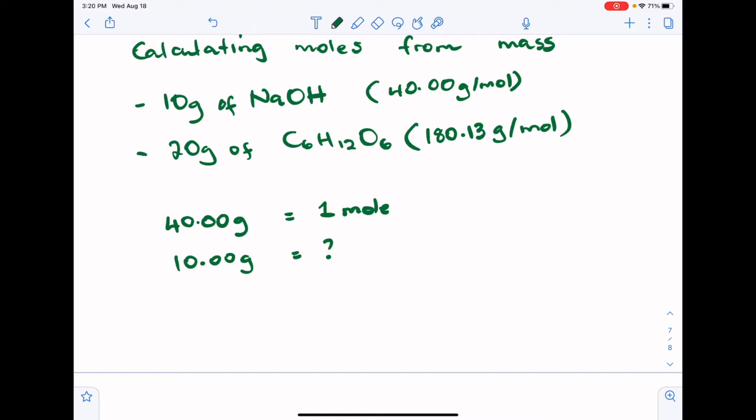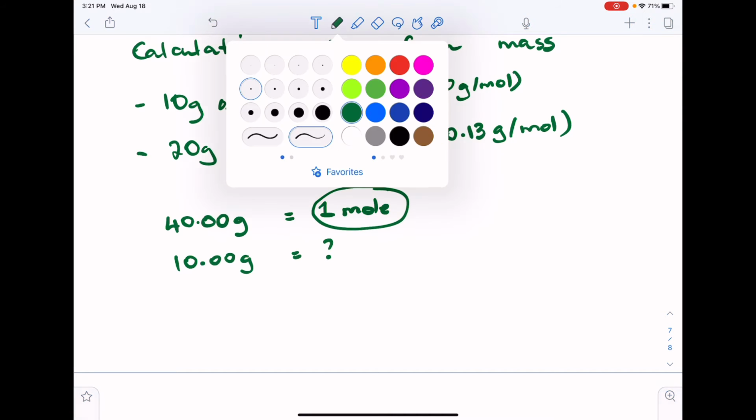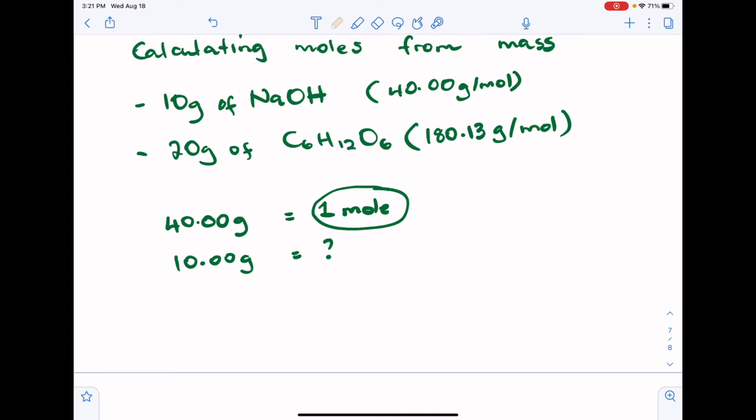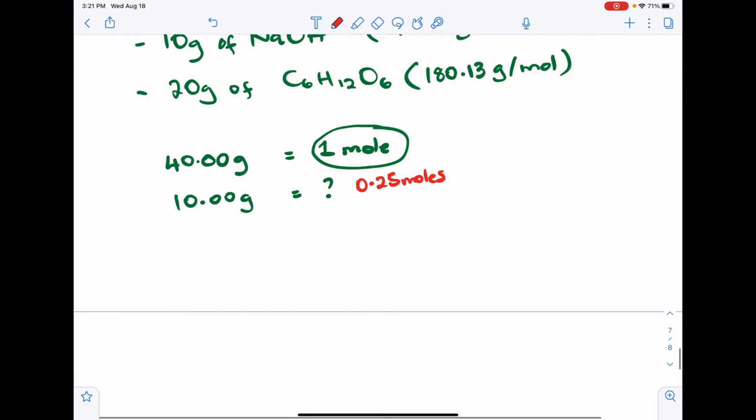Okay, you can do a simple ratio there. We know that 10 is a quarter of 40, so we'll get a quarter of 1 mole. So by doing a simple ratio there, we find that 10 grams equal, just put this in red, 0.25 moles. Okay, you can do a simple ratio.